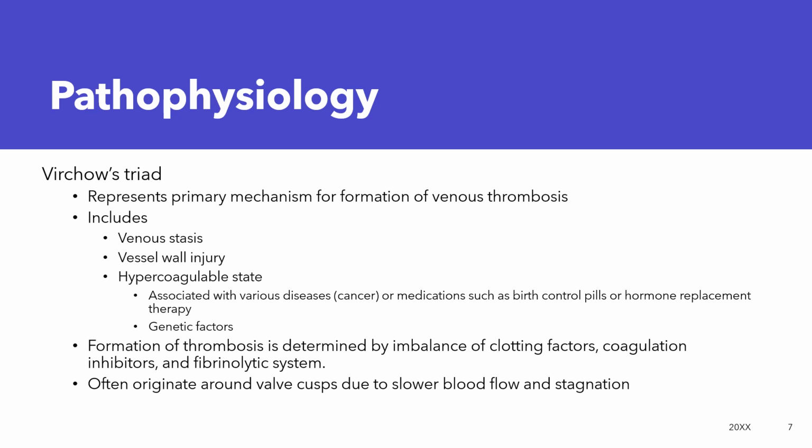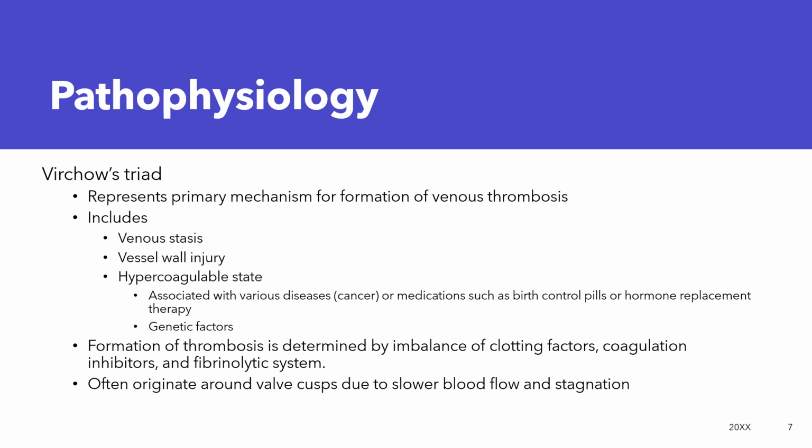Now, when we start to form a blood clot, that thrombus formation is determined by the imbalance of clotting factors, coagulation inhibitors, and the fibrinolytic system. So it's really that fibrinolytic system that goes in and breaks down clots once we've built them.